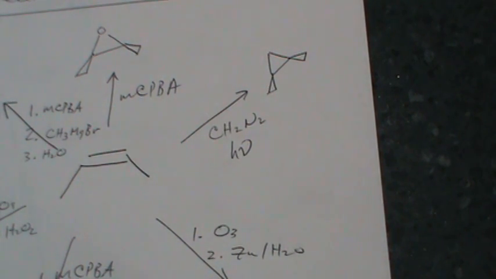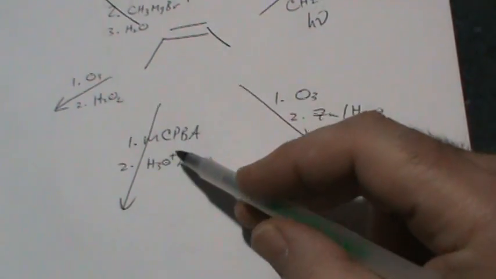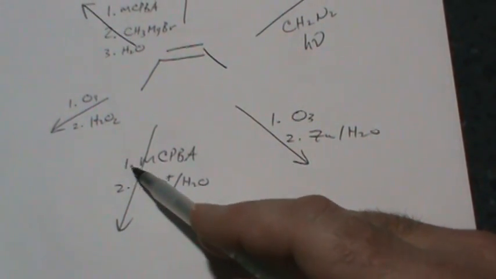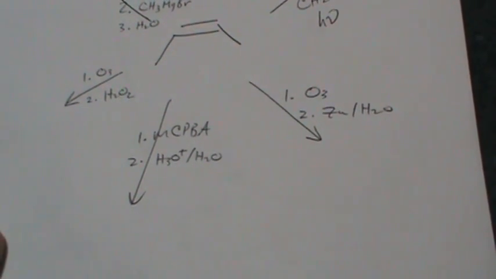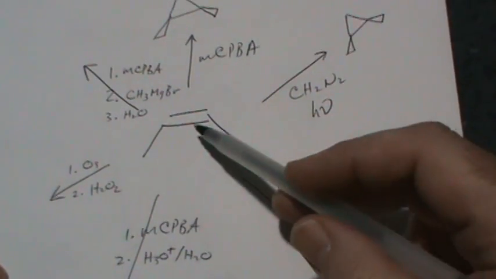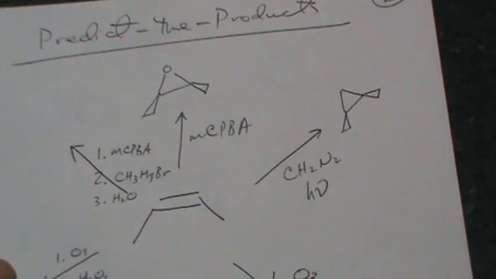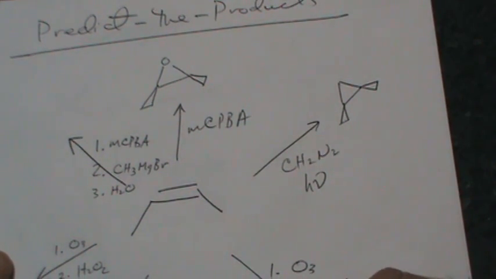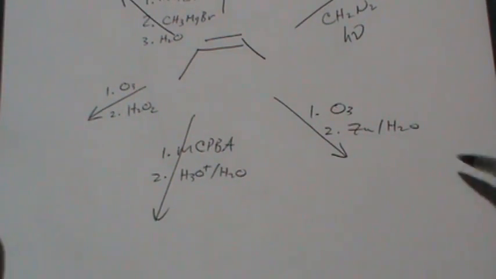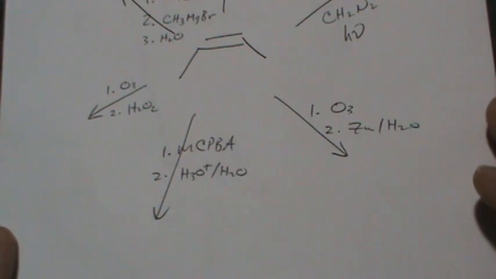Okay, very good. Let's come down here now. Look at this MCPBA reaction, and then in a second step, so first step MCPBA, second step H3O+, H2O. MCPBA is going to react with this alkene to form this very same structure I drew up here, this epoxide or oxirane. What's going to happen when I add H3O+, H2O? Well, those are hydrolysis conditions. We're going to hydrolyze the epoxide to a diol.